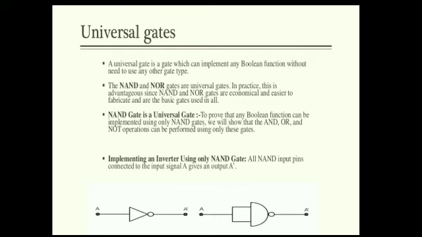Out of these gates, only two gates are known as universal gates. So what do you understand by a universal gate? A universal gate is a gate which can implement any Boolean function without the need of any other basic gate type. The first universal gate is known as NAND gate. The other one is NOR gate.